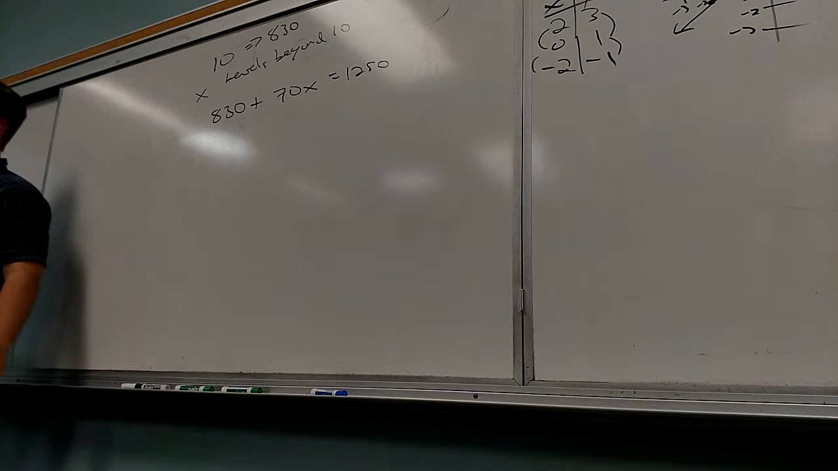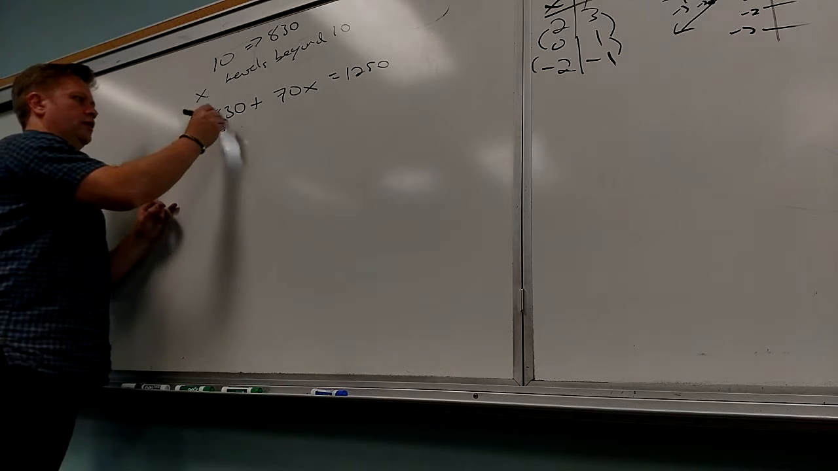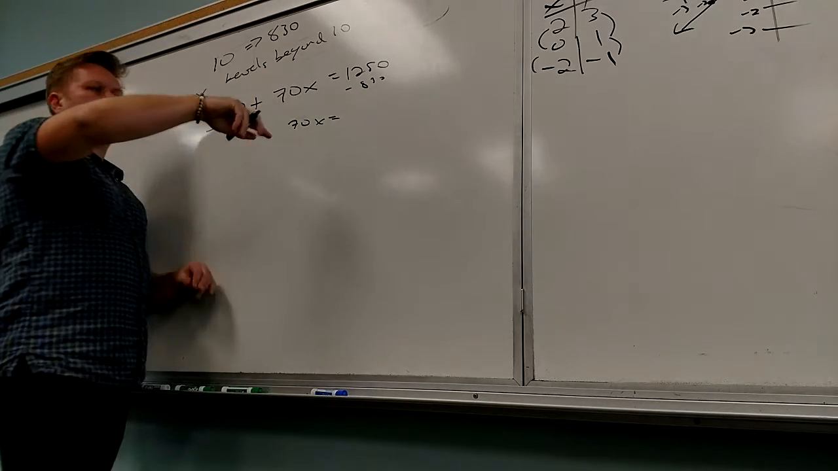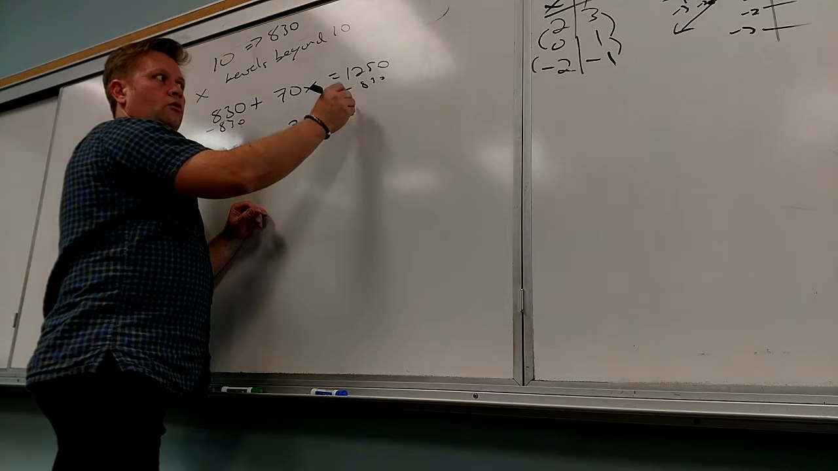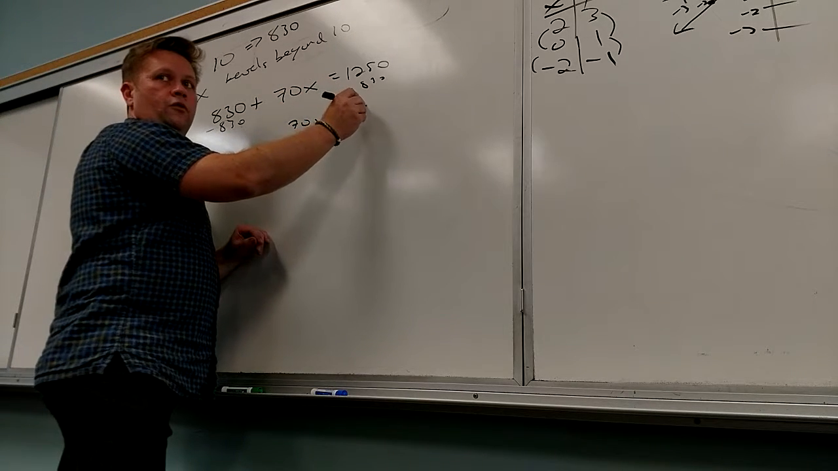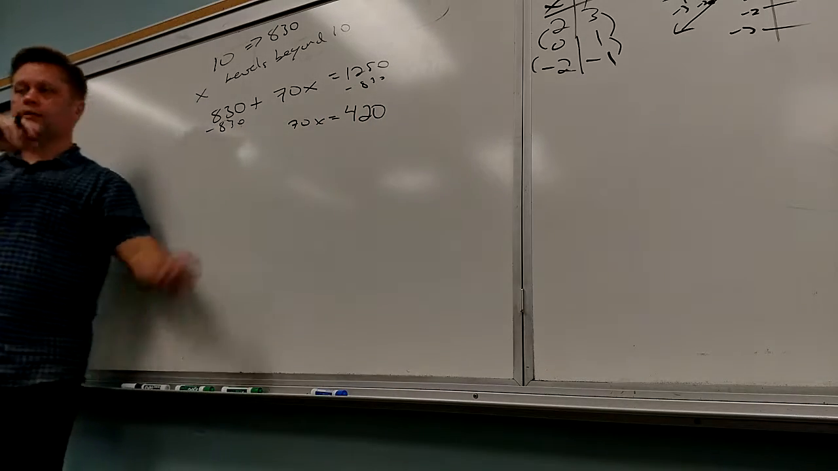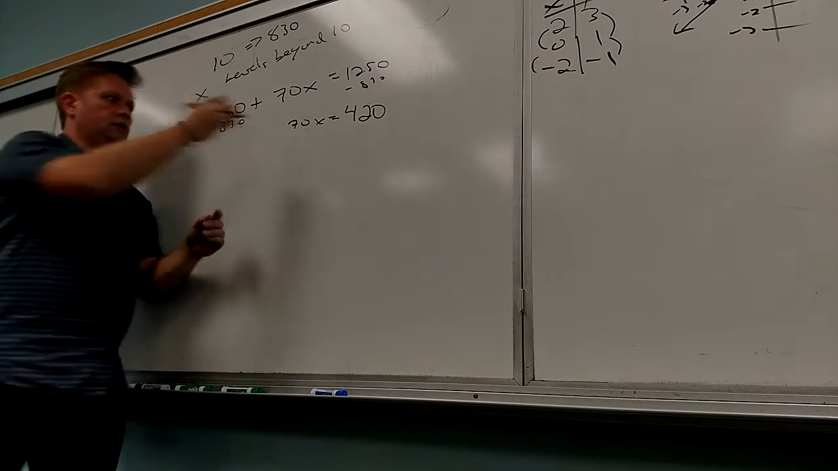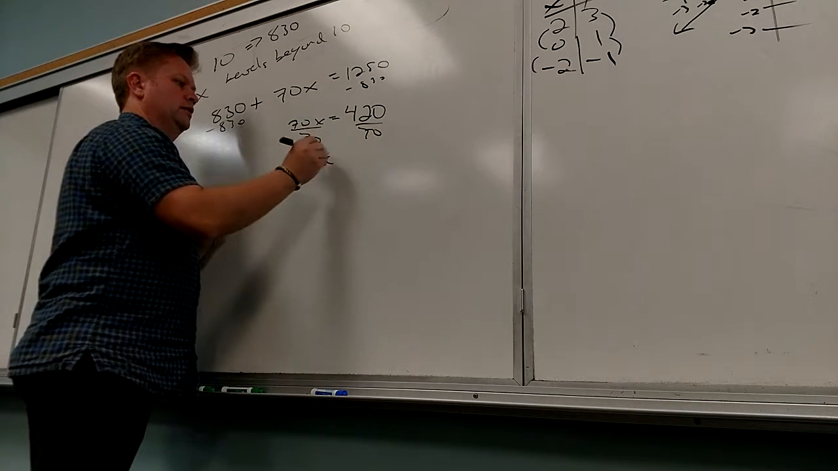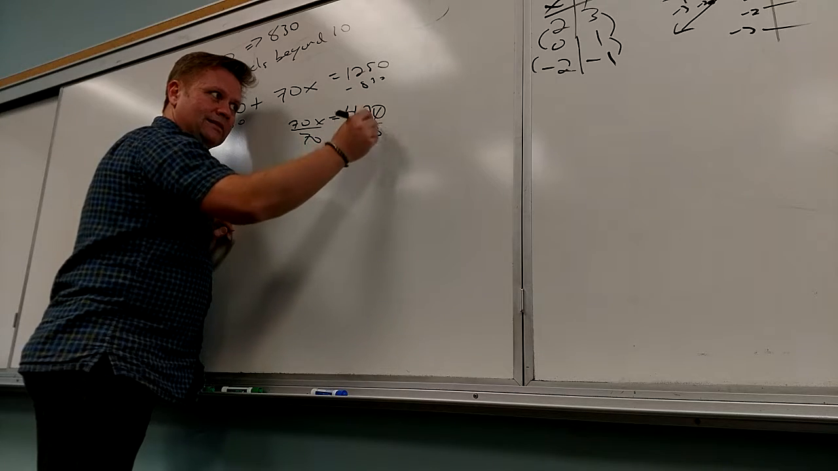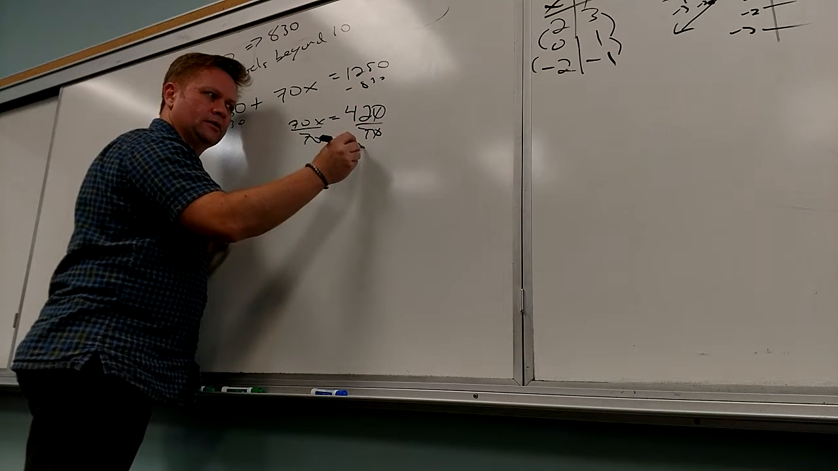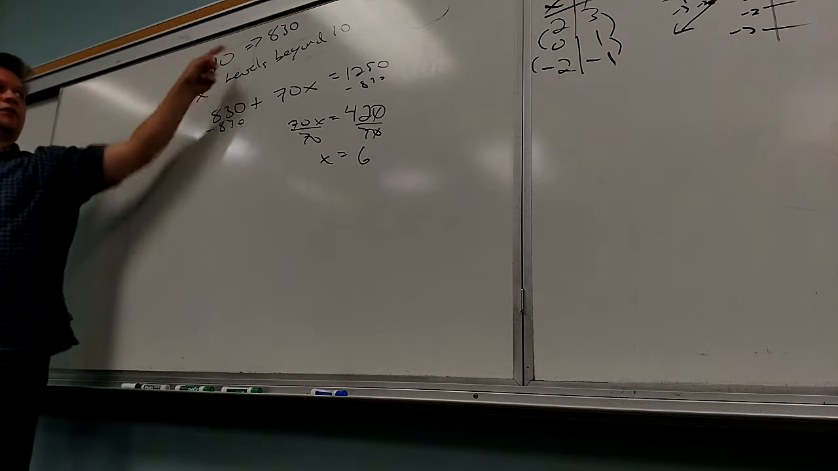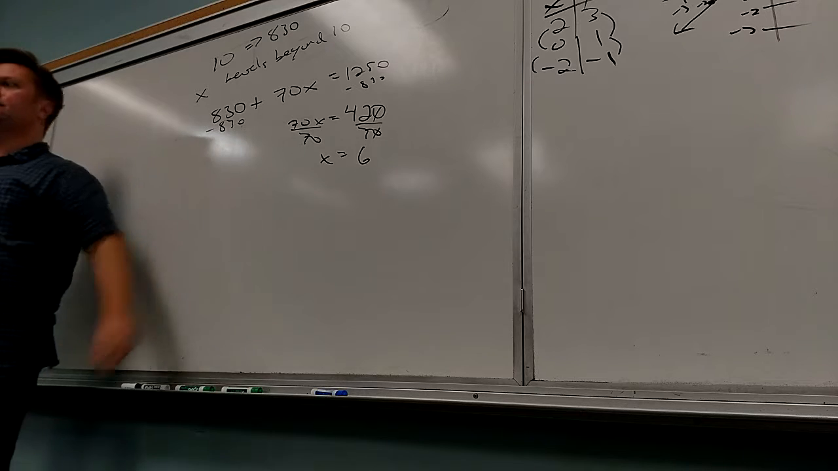But be careful here. Let's see, what do we get? 830, 70x equals 1250 minus 830 is 420, right? And then how do you go from there? Divide it by 70, and you get x is 7 into 42, 6. Is 6 the right answer? Because the whole thing was beyond 10. So 6 levels beyond 10 is level 16.